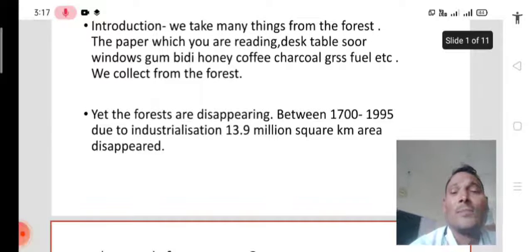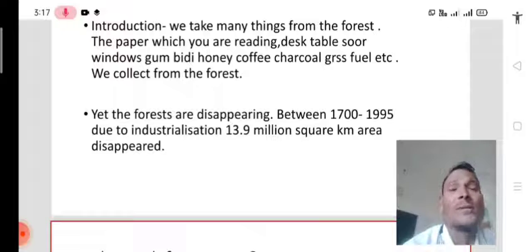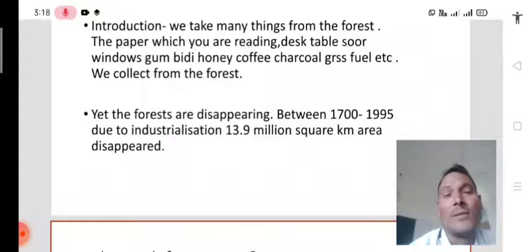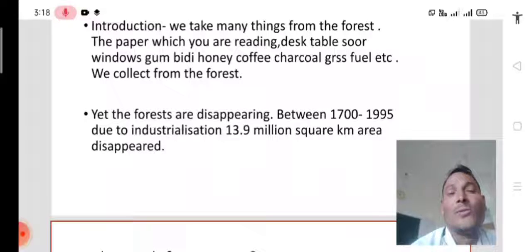But we see that the forests are disappearing. If we see the data from 1700 to 1995, forest disappeared due to industrialization, and about 13.9 million square kilometers of area disappeared. It is very large scale.